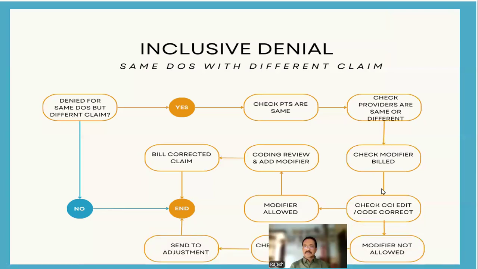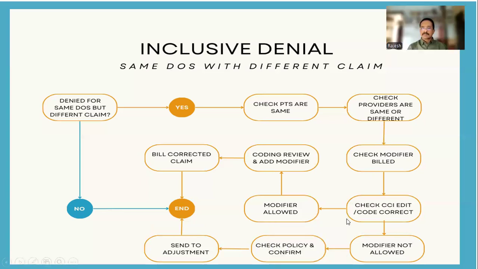And then the same thing, right? What we discussed there, you have to check your CCI edit. And after the CCI edit, you confirm whether the modifier is allowed or not allowed. If the modifier is not allowed, what do you need to do? You check the payer policy and confirm, send for adjustment, and then end the process.